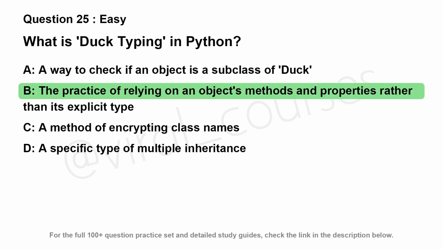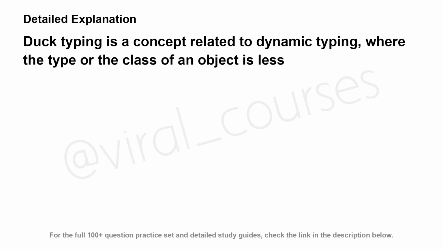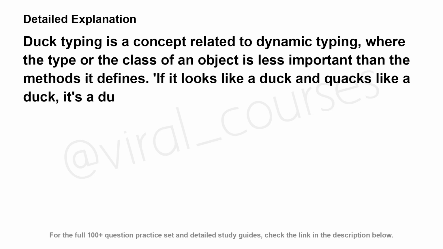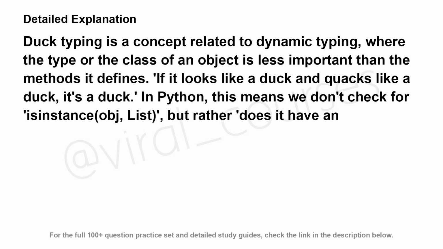The correct answer is B. Duck typing is a concept related to dynamic typing, where the type or the class of an object is less important than the methods it defines. If it looks like a duck and quacks like a duck, it's a duck. In Python, this means we don't check isinstance(obj, list), but rather ask, does it have an __iter__ method?